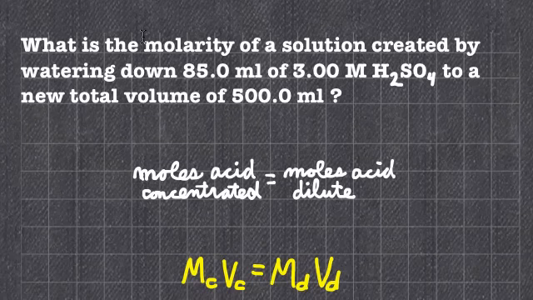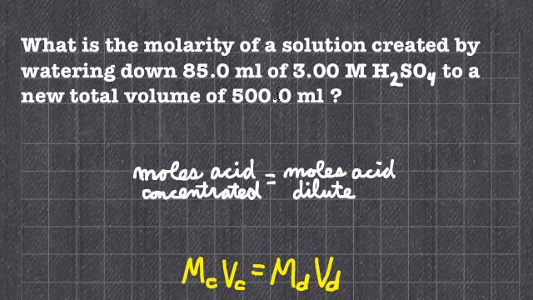It says, what's the molarity of a solution created by watering down, or adding water to, 85 milliliters of 3 molar sulfuric acid to bring it to a new volume of 500 milliliters. So I start with 85 milliliters, and I'm going to water down. It looks like I'm going to add about 415 milliliters of water, although I'm not really counting that. I'm just adding up to the line on a volumetric flask, the 500 milliliter line.